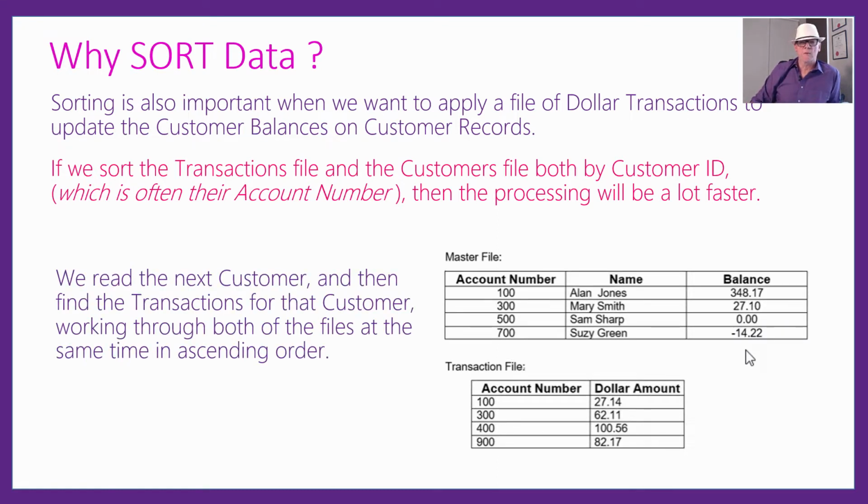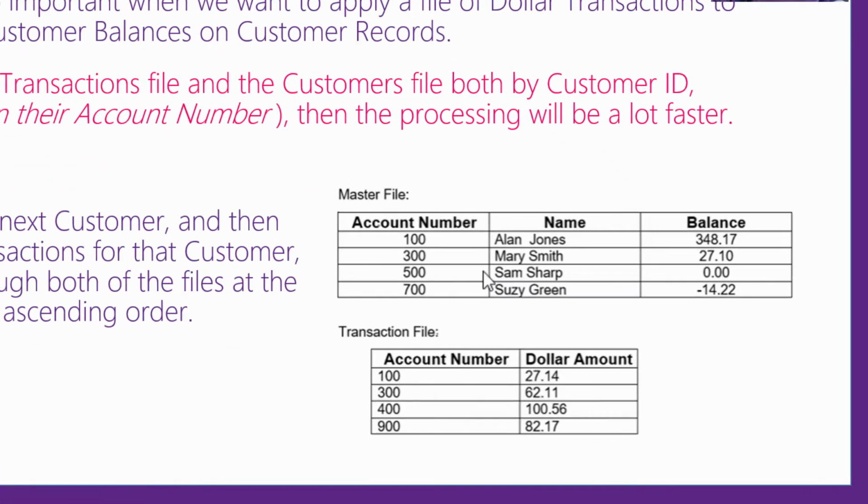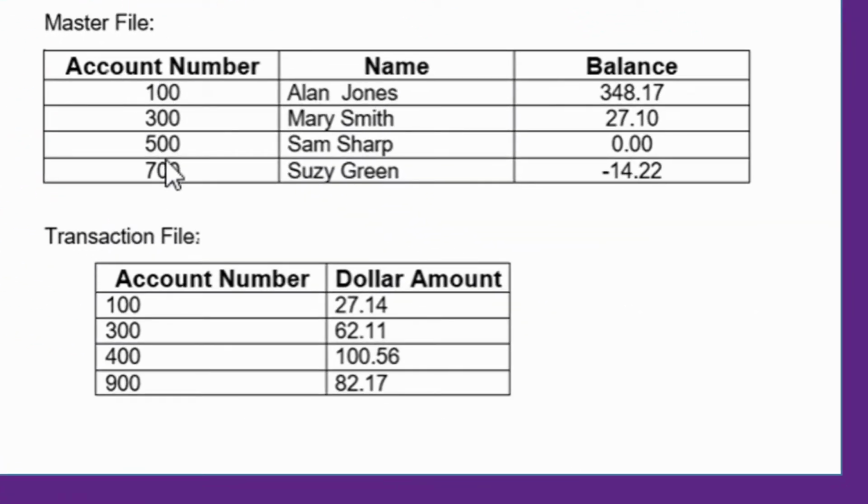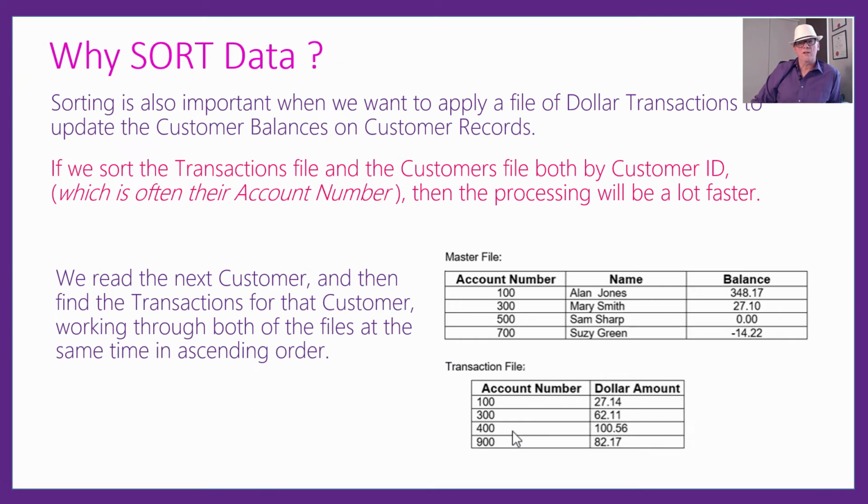So in this master file processing, what happens is that you have your customers here sorted in account number order, and then the transactions that you need to update this file with are sorted in the same order. So straight away, it'll start at number 100. It finds, oh yeah, there's a 100 here. Let's add 2714 on here, and so on. When it gets to 500 Sam Sharp, there isn't a 500, so there's no transactions for him today. But yeah, it can do it really quickly if they're sorted in the same order. So that's really important as well.